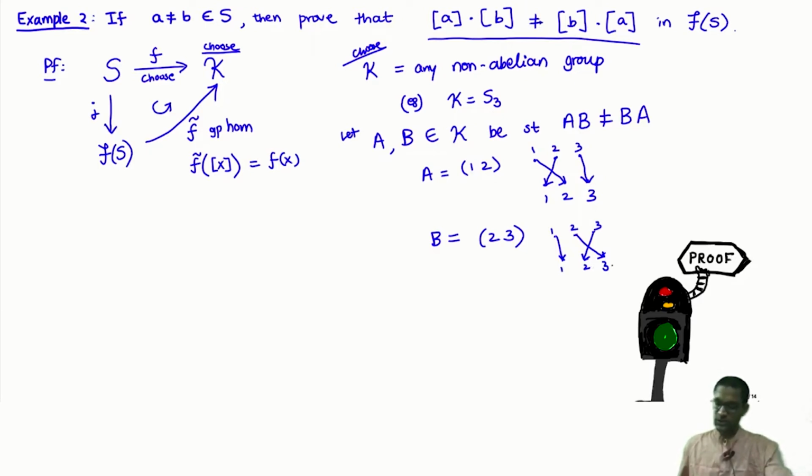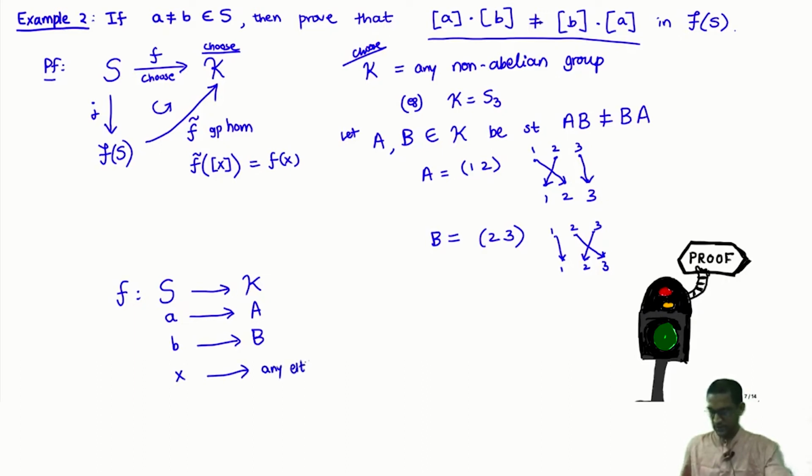Now, having chosen these two non-commuting elements, let's define this function f next. So what is f? F is as follows: from the set S to K. So S has these two distinguished elements A and B. So let me map A to capital A, this element here, and B to capital B. Okay, and of course there are lots of other elements potentially in S, and I don't really care what I do to them. So I can send each of them to any element of K, even to different elements of K.